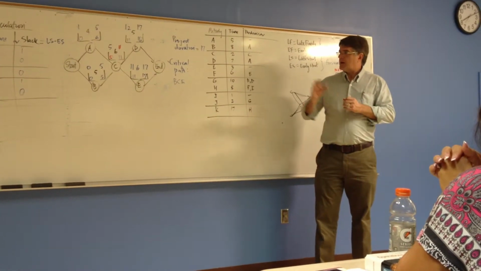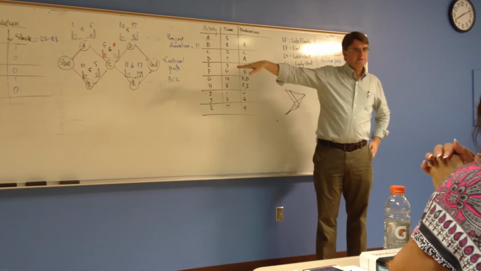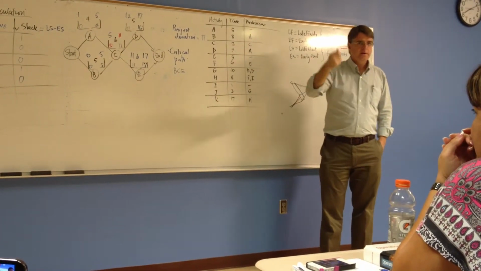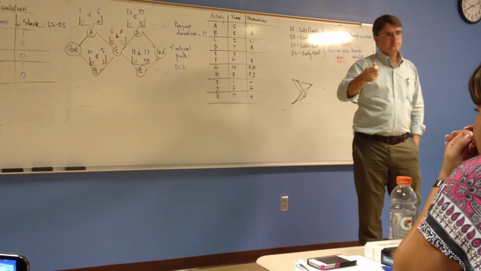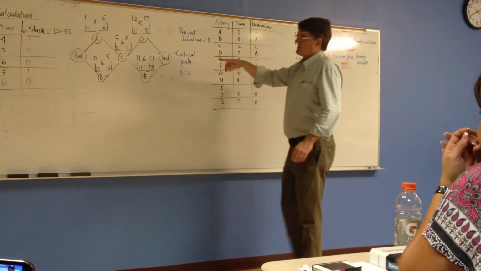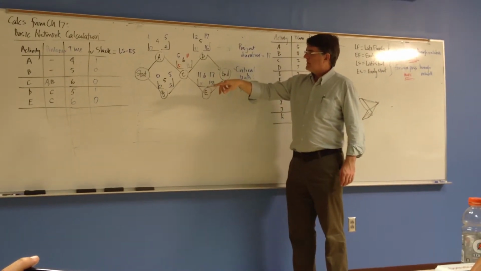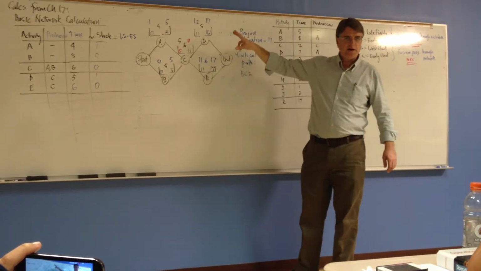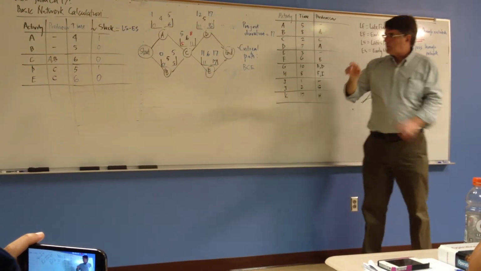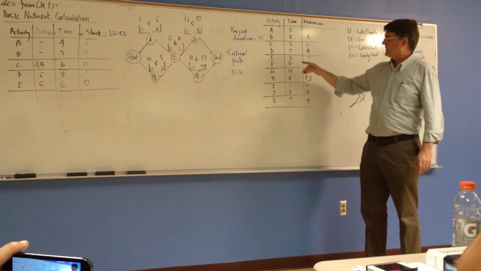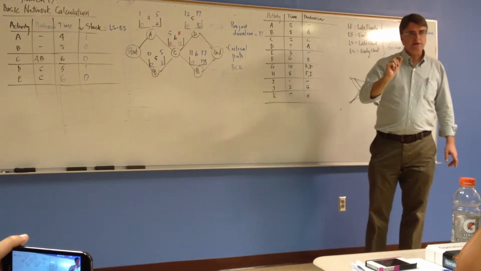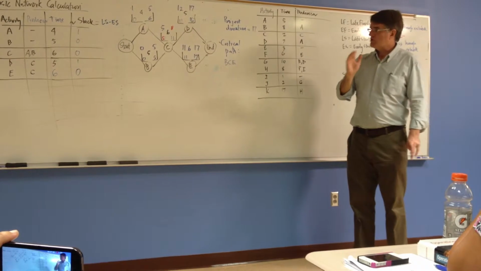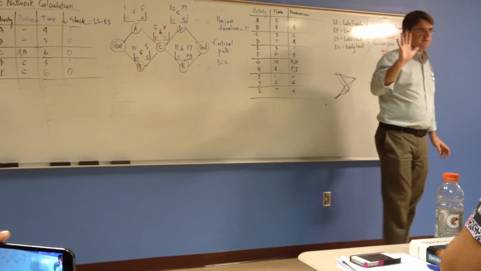Now, the interesting thing is that as I crash, let's suppose I crash this project. Let's suppose I found a way to get E a day shorter by coughing up some extra cash. Remember I had the two 5s? Then all of a sudden, path BCE and BCD would both be simultaneously critical, if I were to shorten E to 5 days.